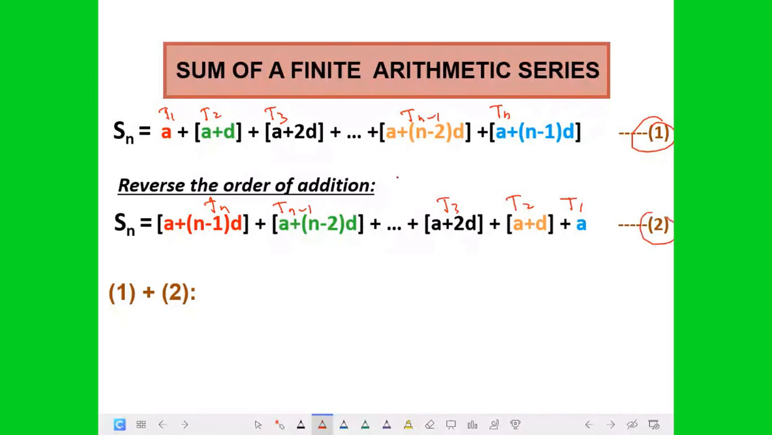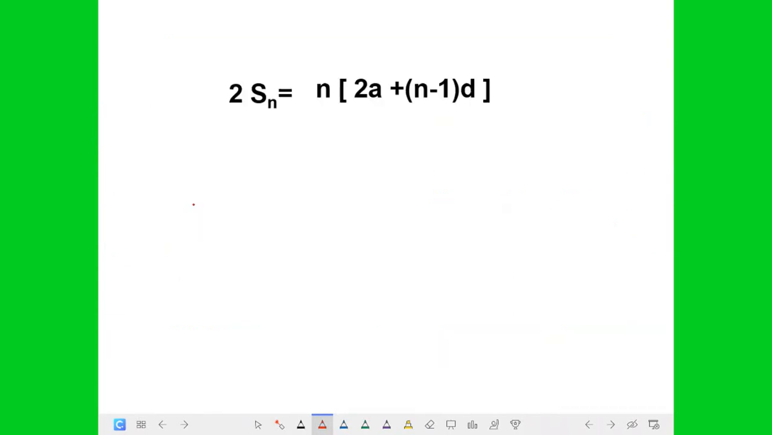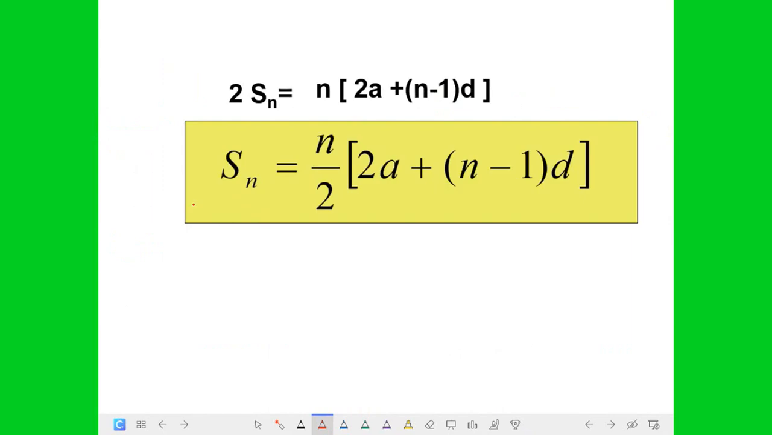The red plus the red, on the left-hand side we get 2Sn. On the right-hand side, red plus red, green plus green, and we get the same thing. Then the pattern is like this. This is how we derive the formula of the summation. This is the second formula you need to remember.